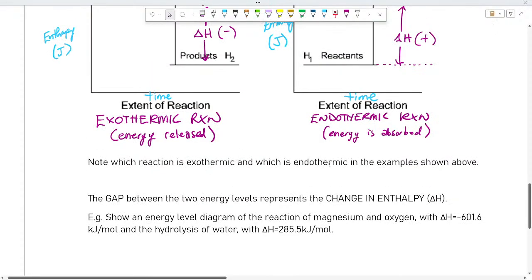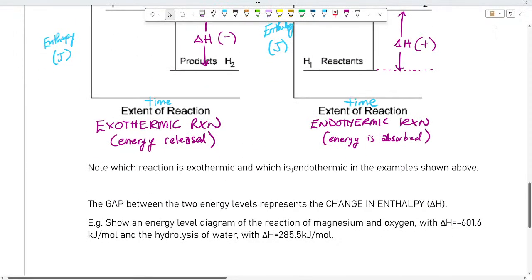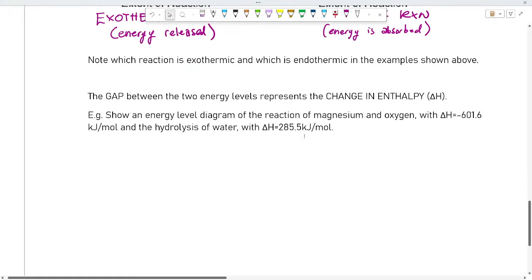Note which reaction is exothermic and endothermic in the examples above, and the gap between the two energy levels represents the change in enthalpy. So I want you to draw an energy level diagram for the reaction of magnesium and oxygen with delta H.